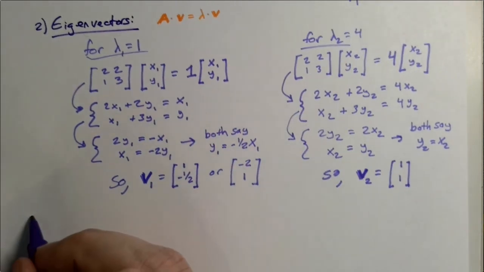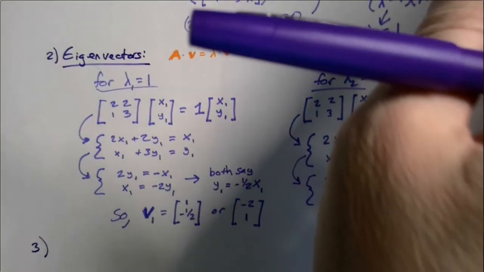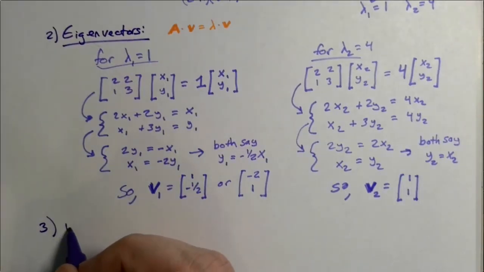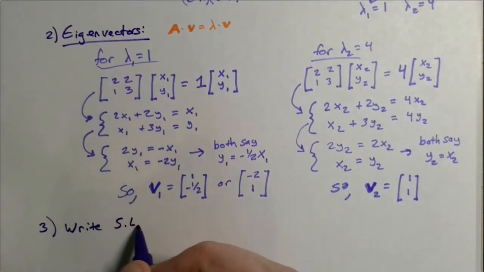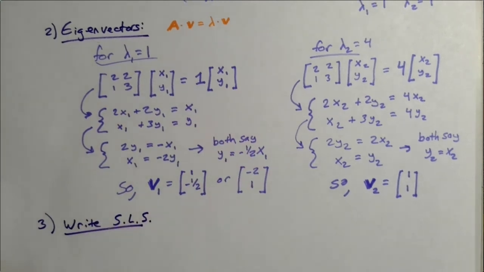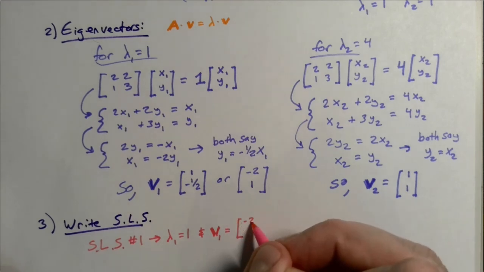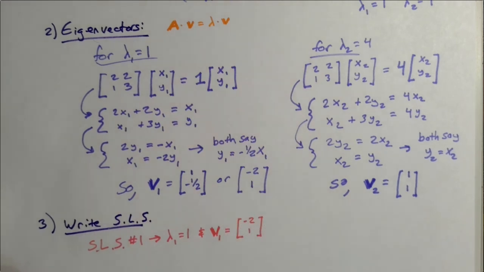So number 3 in the process, if you remember from up here, was write down both of our straight line solutions. So let's do that. We're going to write the straight line solutions. And so we have two of them. One of them, I'm going to use color coding on this one. So I'll use straight line solution number 1, and that's going to be associated with lambda 1 equals 1 and v1 equals, I'm going to use this one, just to make it more interesting. -2, 1, just for fun.